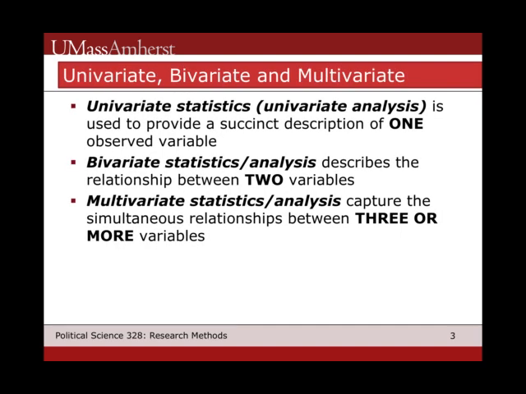Another important distinction in the world of statistics is thinking about univariate, bivariate, and multivariate. If you're familiar with these prefixes, obviously the idea is that we're talking about the number of variables that are involved. Again, remember that a variable is some measure of a construct. Univariate statistics are when you're trying to describe one observed variable. Bivariate analysis is where you're looking at the relationship between two variables. And multivariate is capturing the simultaneous covariation and relationships between three or more variables.